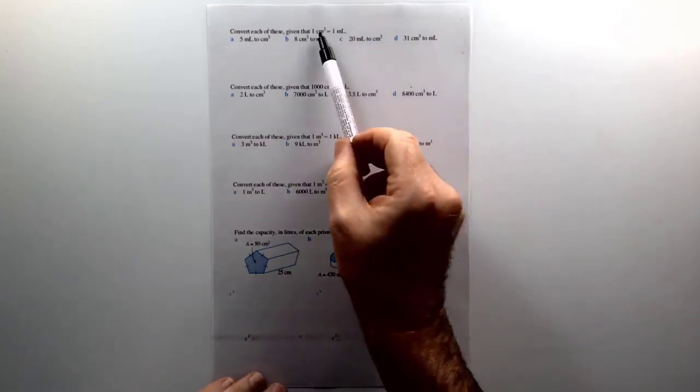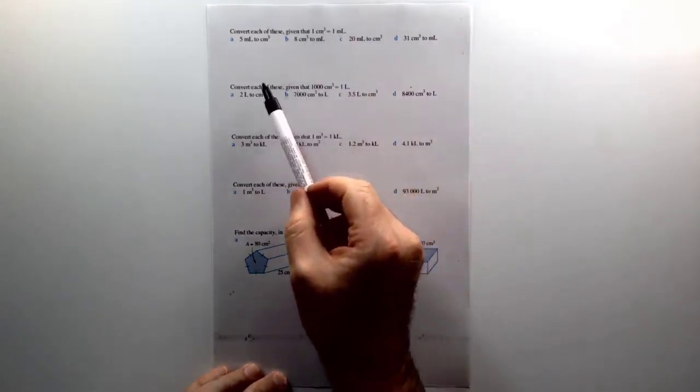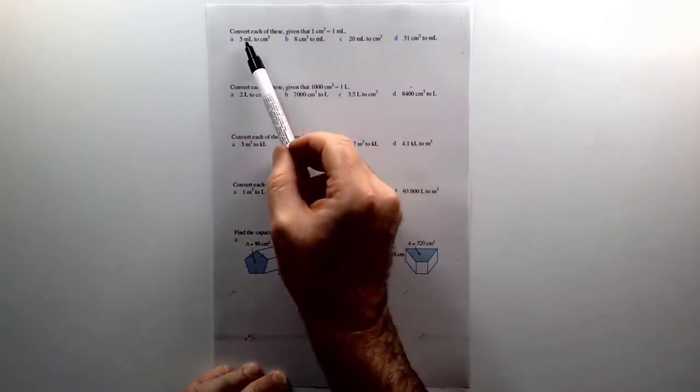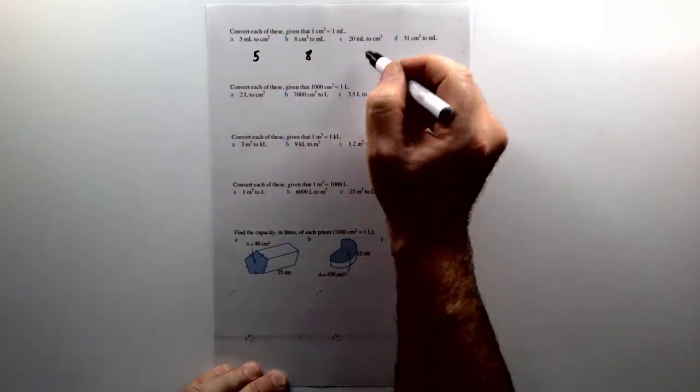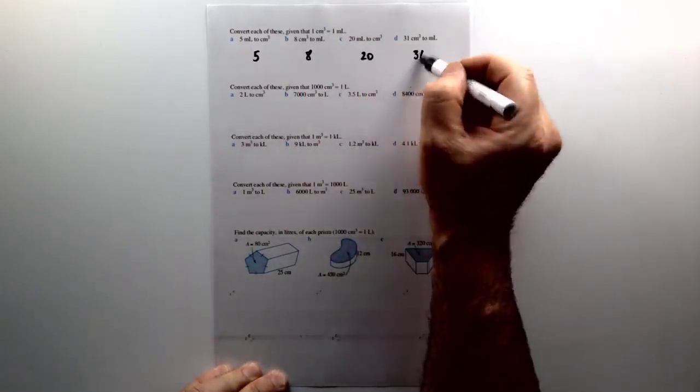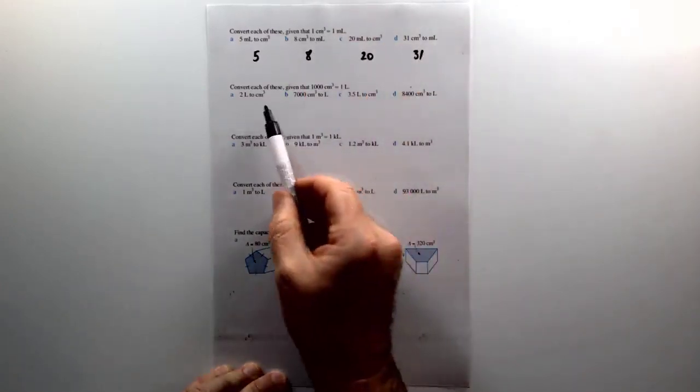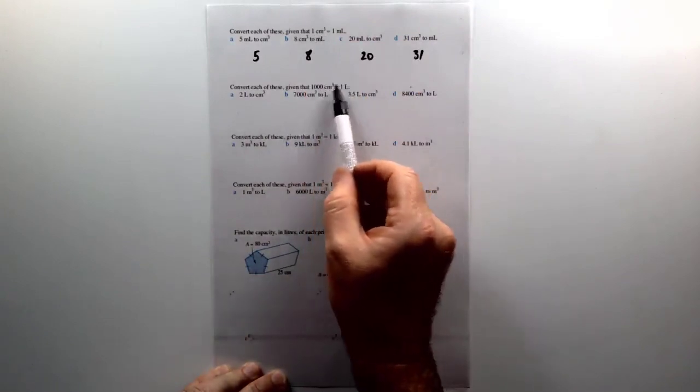Okay, now we said that a cubic centimetre and a millilitre are the same thing, so this question is so easy because the number of millilitres and cubic centimetres are exactly the same. So how easy is that? Just copy down the numbers. All done. Okay, we said a litre was 1,000 millilitres. It's also 1,000 cubic centimetres.